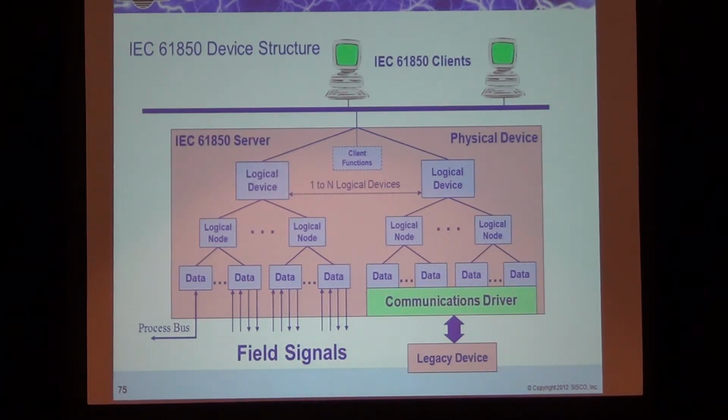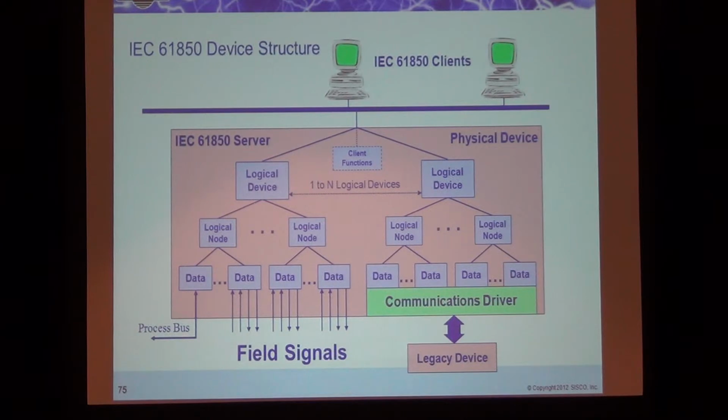Within each logical device, you've got these things called logical nodes. And a logical node is a representation of a power system function. Quite simply, that's what it is: a circuit breaker, a transformer, a switch. And each logical node contains one or more pieces of data.